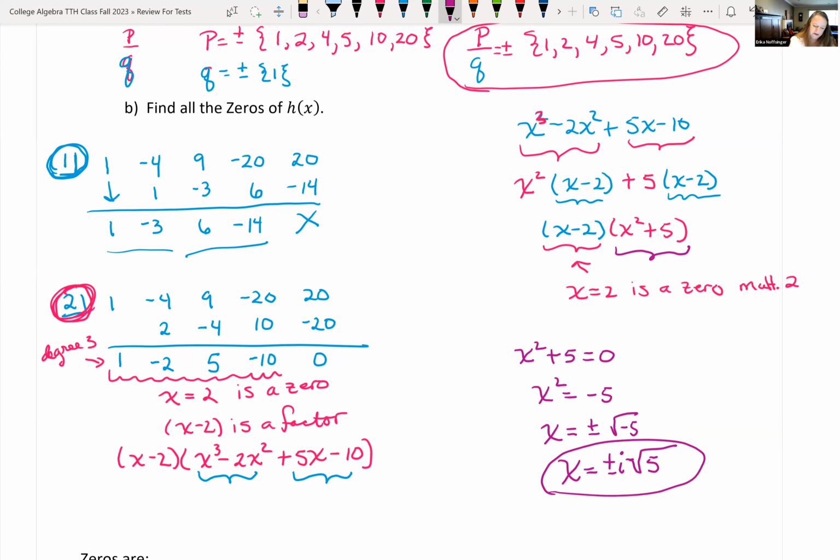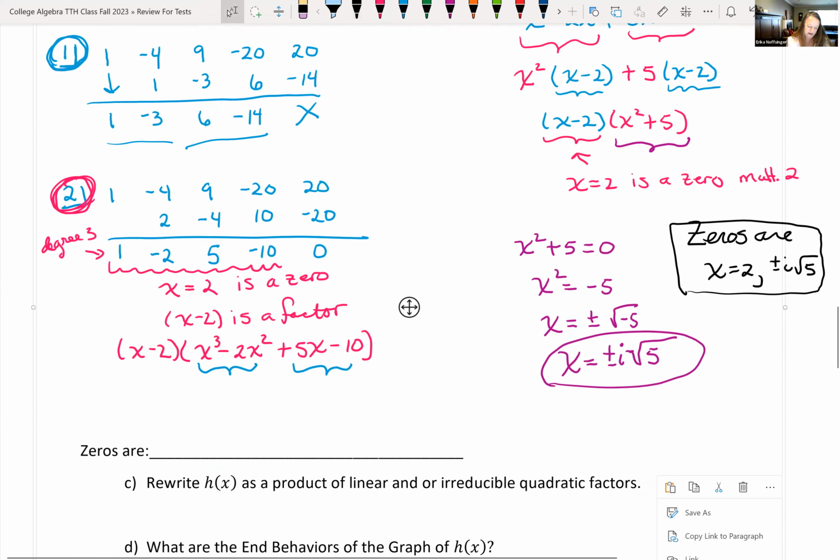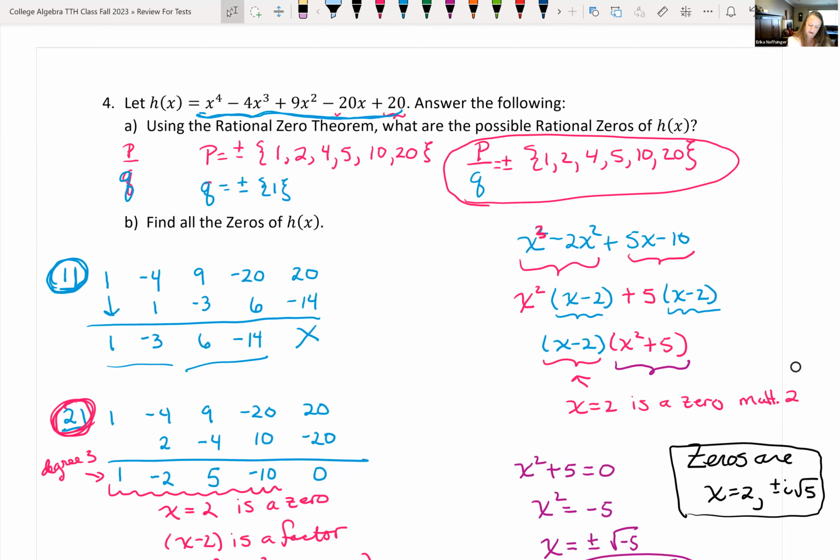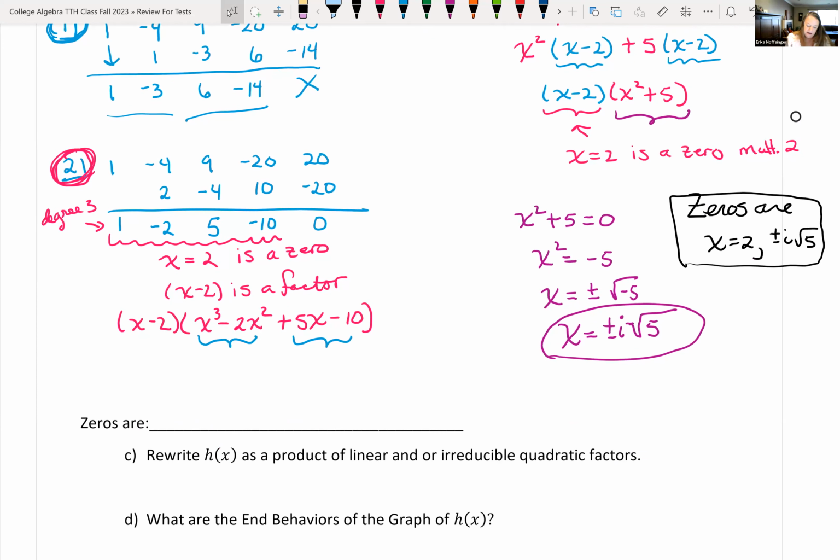So we found all the zeros of the polynomial. It didn't state just to find all the real ones. So our zeros are x equals 2, again, multiplicity 2, and plus or minus i root 5. So it asked us what the zeros are. I just stated them up there in the box.